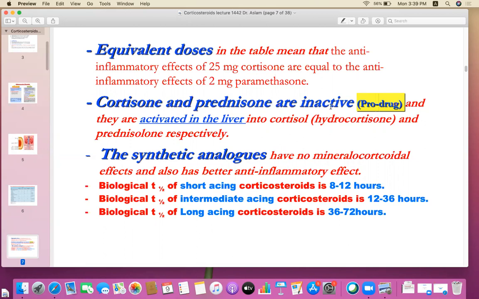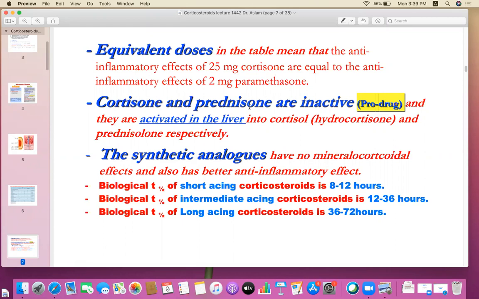Cortisone and prednisone are inactive. What is the prodrug? The prodrug means the drug which is inactive when it is outside, outside of the body, or in the tablet strip, or in the syrup bottle. But when we take the drug, for example, I take this cortisone in my body, the liver metabolizes this cortisone to the cortisol, that is hydrocortisone, and it is active. It becomes active by the liver.